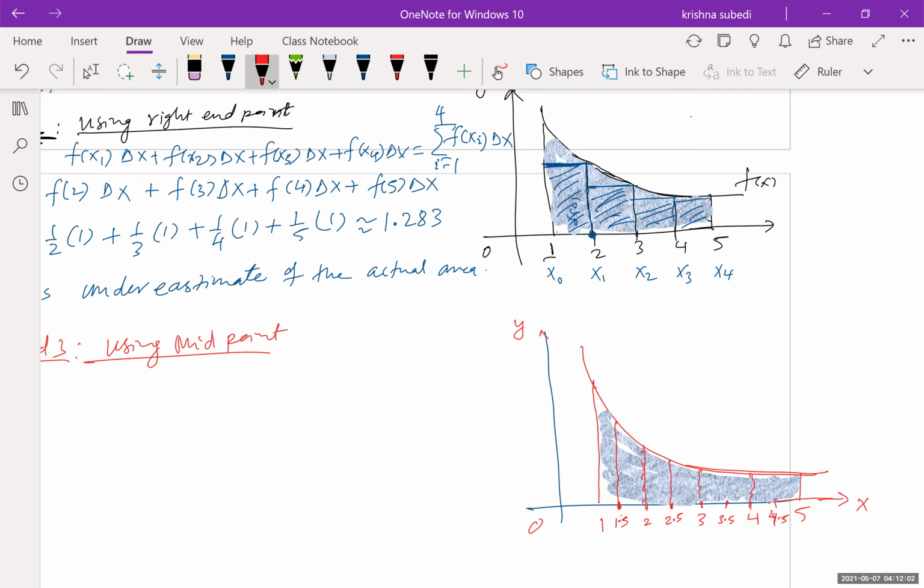So the first rectangle will be this one. Okay, the second rectangle height is this, that means it will be this. Third rectangle, the height will be this, that means this will be the rectangle, and here this will be the rectangle. So remember, we are using this rectangle, this rectangle, this rectangle and this rectangle. So let's see.